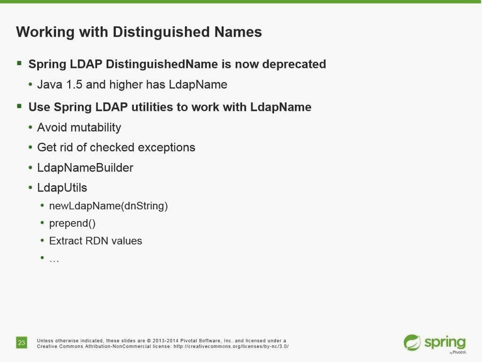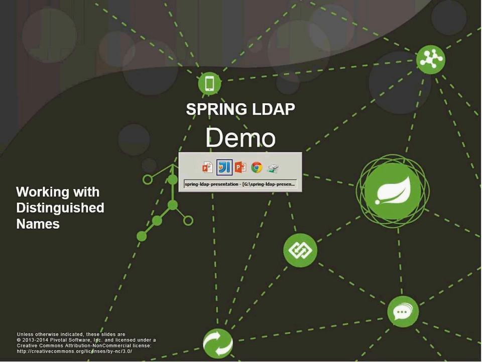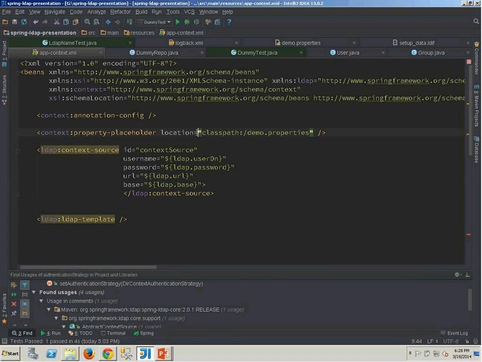So the mutability is one thing. And the other thing is that the LdapName throws checked exceptions everywhere. And that can be a real pain to work with. You need to take them into account everywhere. And so the utilities help you with that as well. So we have the LdapNameBuilder to help building LDAP names. And there's also a couple of methods in LdapUtils that help you work with distinguished names. So let's have a look at what that looks like in real code.